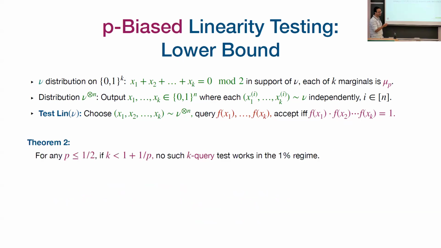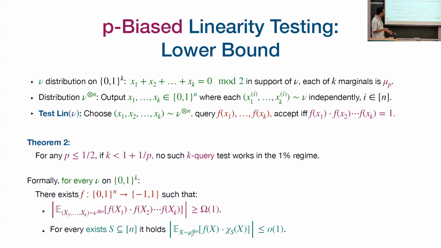Now I'll also state the lower bound we prove, which is very tight. We say that if p is at most half and k is strictly less than 1 plus 1 over p, then no such test can work in the 1% regime, which is essentially tight. Again, let me formally say what it means. If you don't exactly parse what the formal statement means, it's fine. We say that if you have any p which is at most half and any distribution nu on {0,1} to the k, where k is strictly less than 1 plus 1 over p, then the following is true.